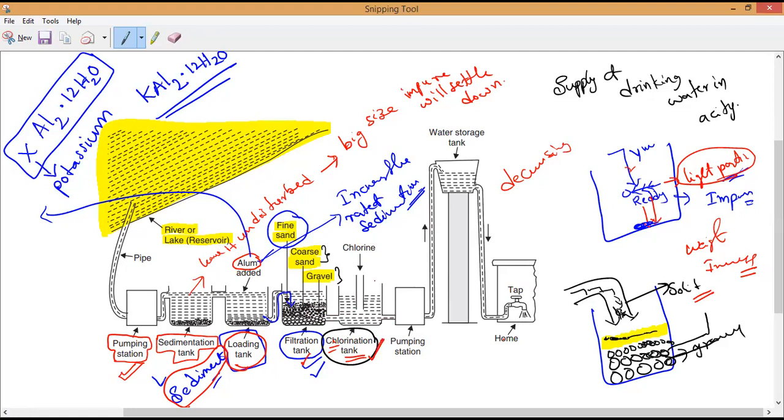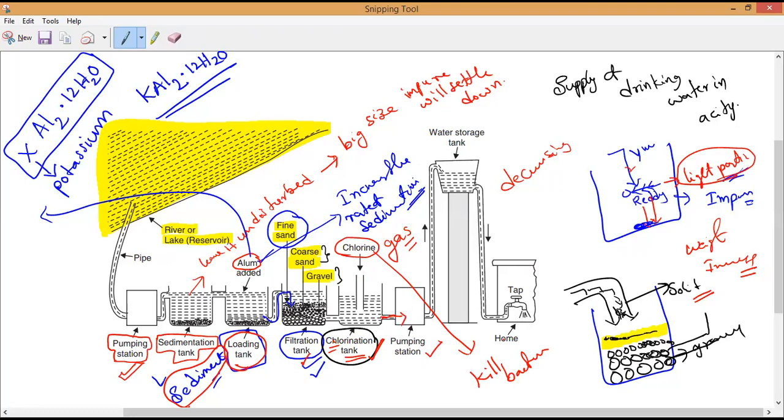So that is why a certain gas is passed here. What is that gas called? Chlorine gas. That is why it is the chlorination tank. This chlorine gas will kill all kinds of disease causing bacteria and virus, and purify the water. So only that purified water will be pumped to the pumping station.